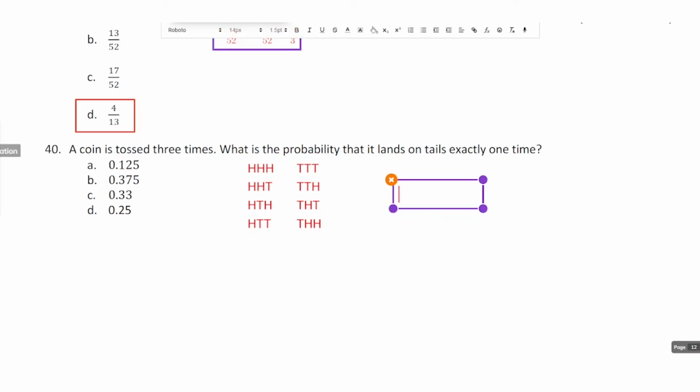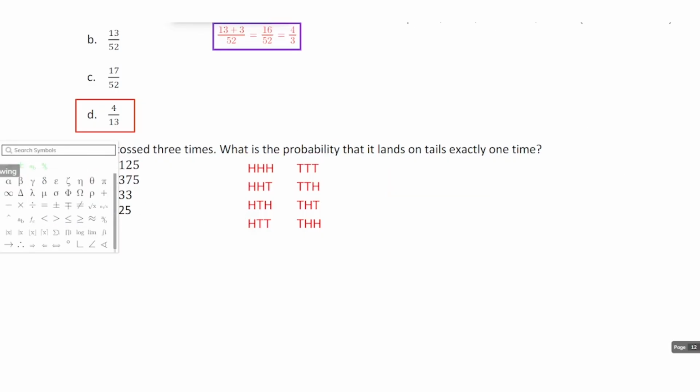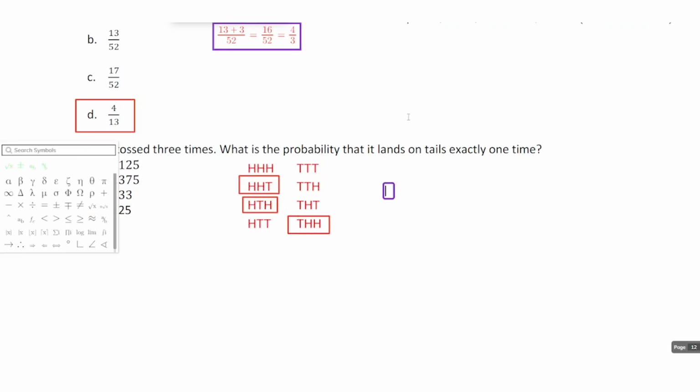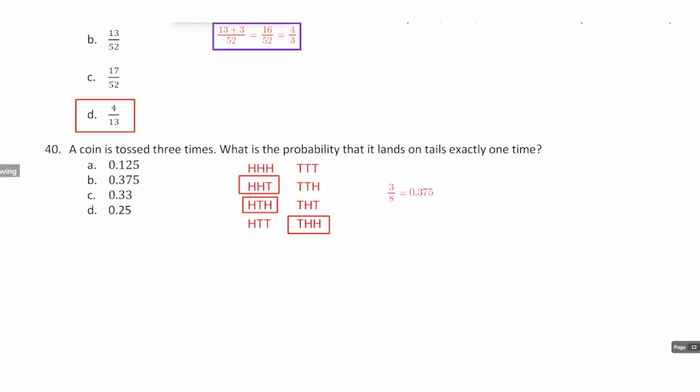And the ones that have tails exactly 1 time are going to be this case, and this case down here. So there's 3 out of these 8 possibilities, and that's going to be our probability. If you put 3 divided by 8 into the calculator, you'll see that it's 0.375, and so our answer is B.